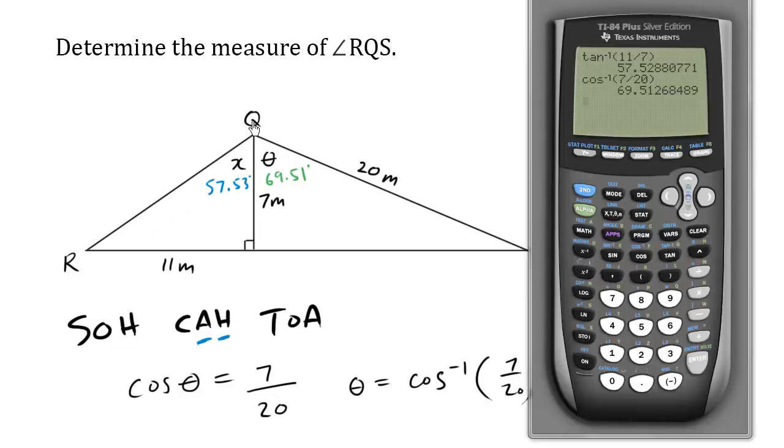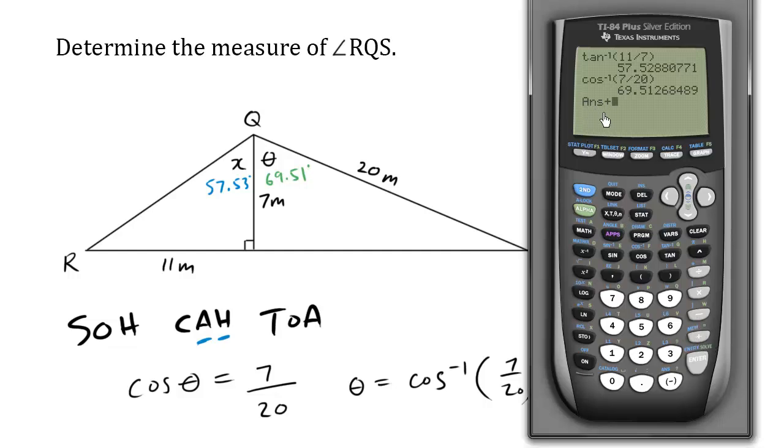And so the final answer, the measure of angle RQS, would be these two angles added up. However, in reality, I would just use the previous results from my calculator. So most recently, I computed 69.51 degrees, and I would simply, on my calculator, type in plus, which automatically pulls up the old answer, which is 69.51. And then I would push up the up arrow using this nice calculator and press enter.